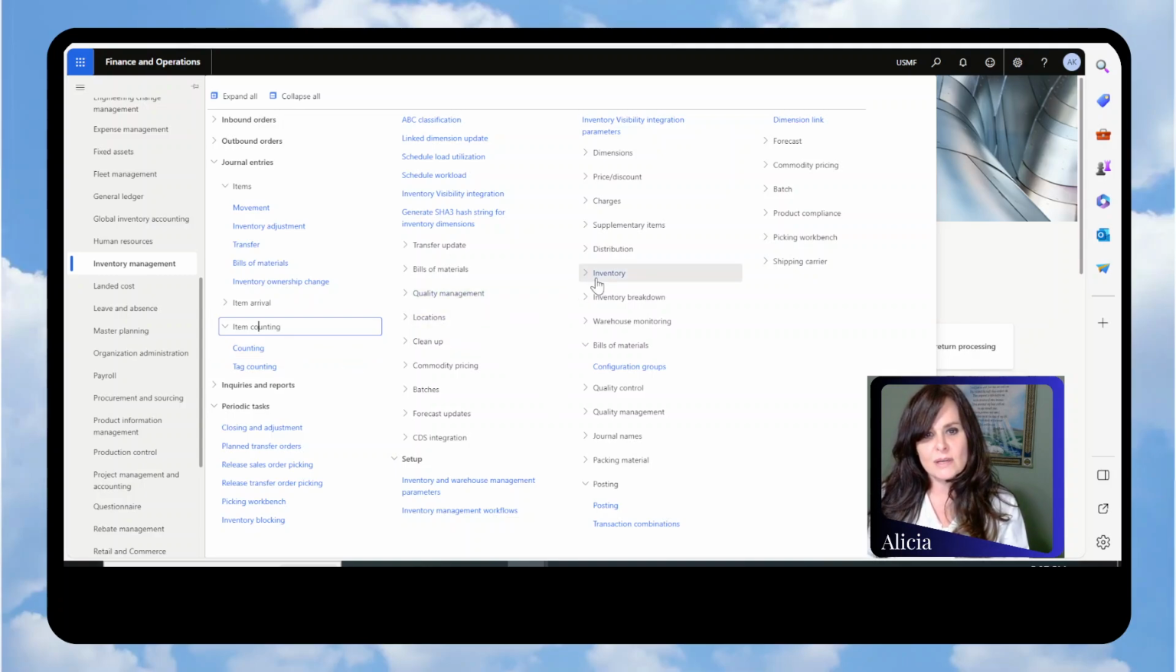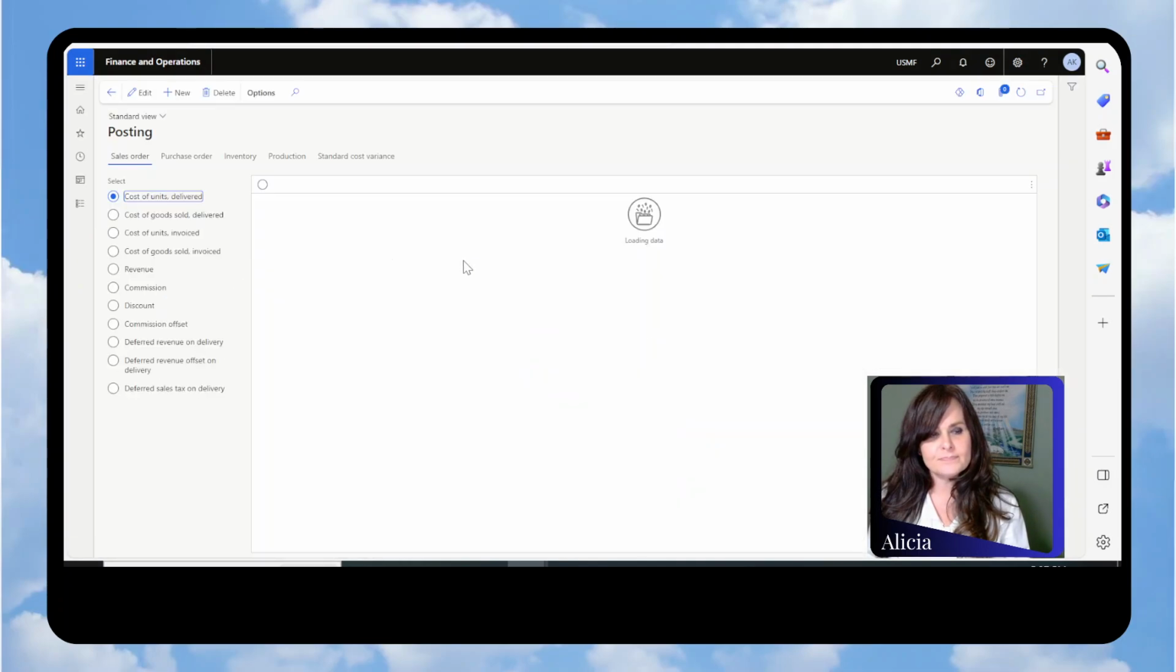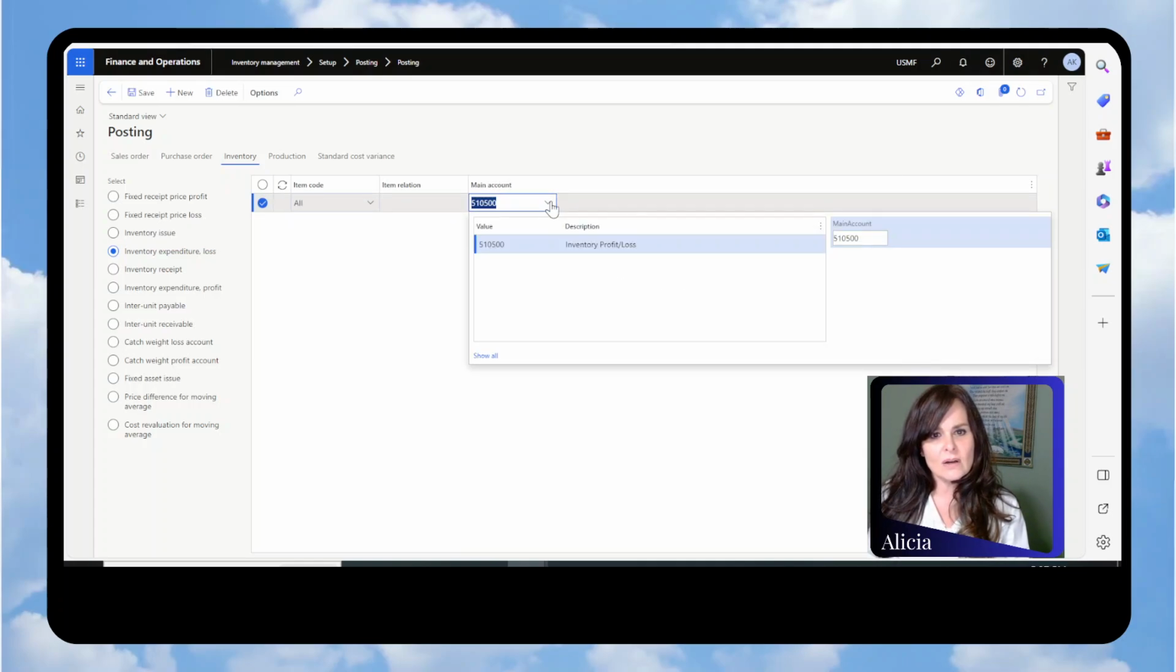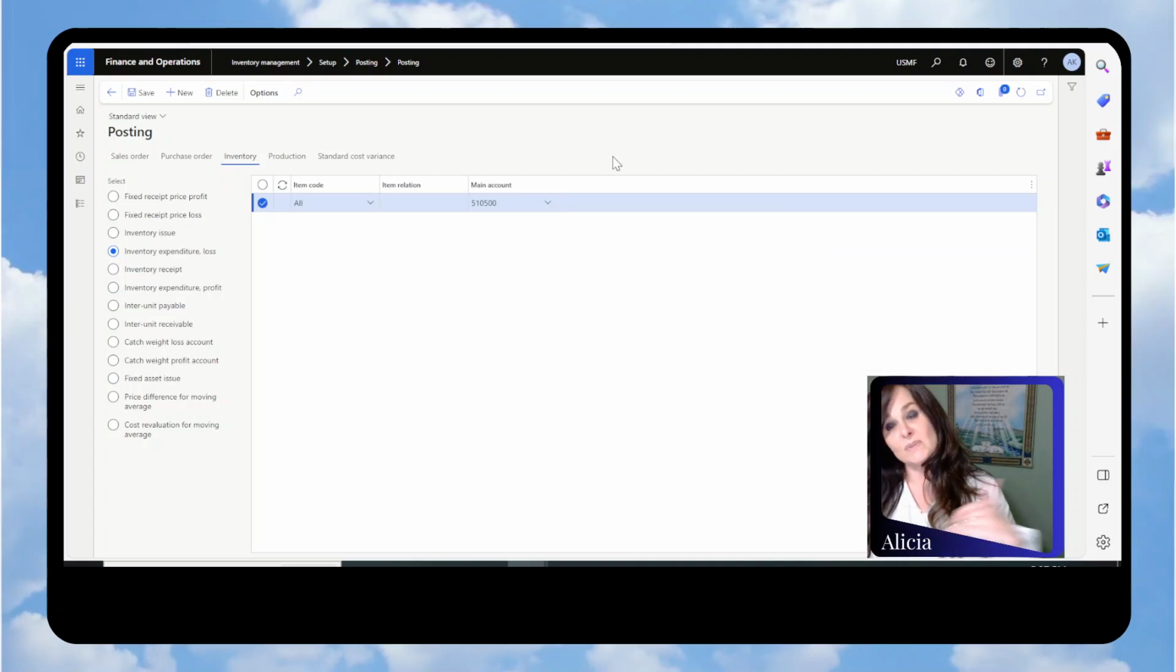So under inventory, posting, if you click under inventory here, you're going to be able to see that you have your different inventory postings. Let's see what this one's going to. Should be going to inventory gain loss. So you have inventory profit loss. So again, you're posting, and so here again, you have profit as well. It's your inventory gain loss. So when you do an inventory adjustment journal or you do a counting journal, the system's going to come here to determine what GL account it's going to post to.